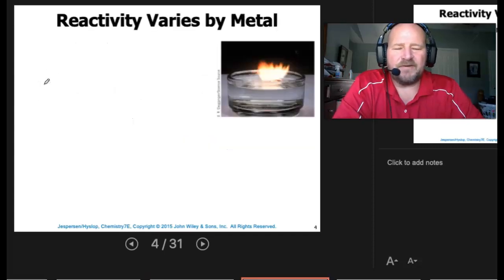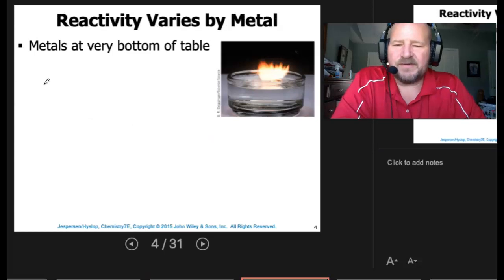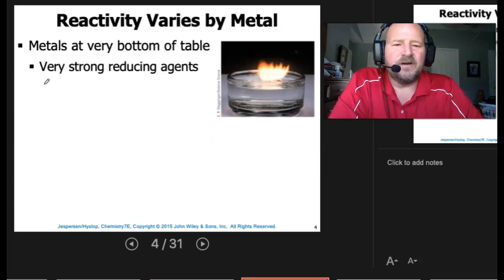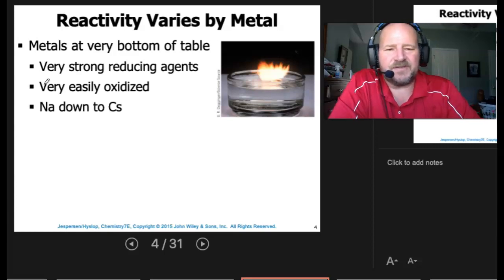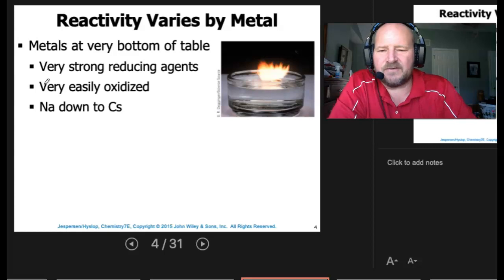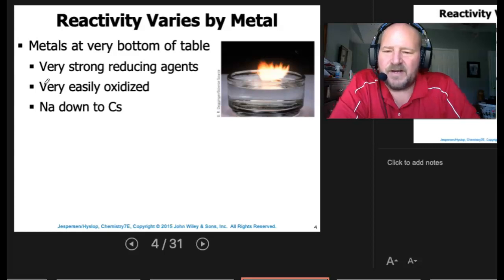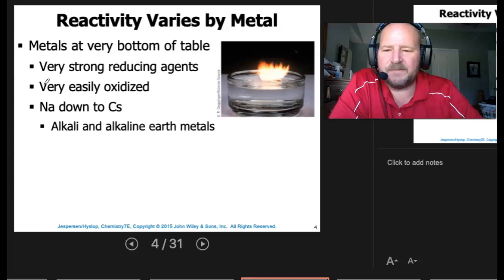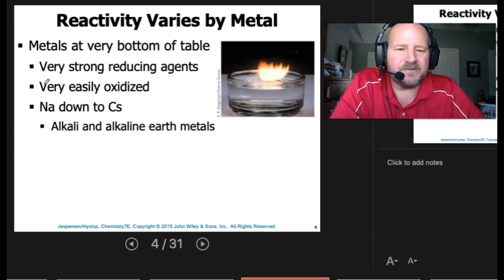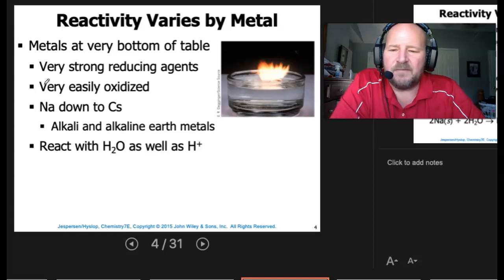Now, reactivity can vary by metal. The metals at the very bottom of our table are very strong reducing agents. They're very easily oxidized, from sodium down to cesium. Looking down the group on the periodic table, the reactivity of the metals at the very bottom tends to go up. With the alkaline metals, we can witness this. We can react them with water as well as with acid.